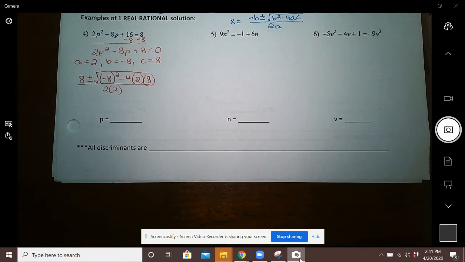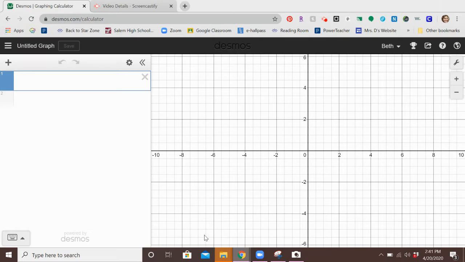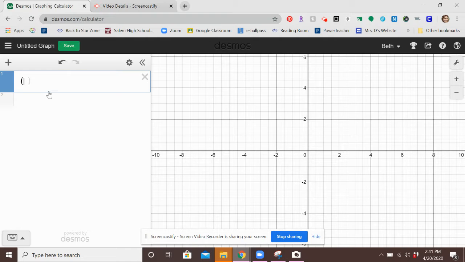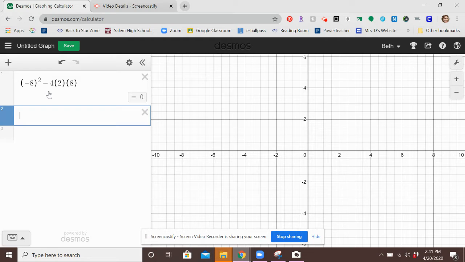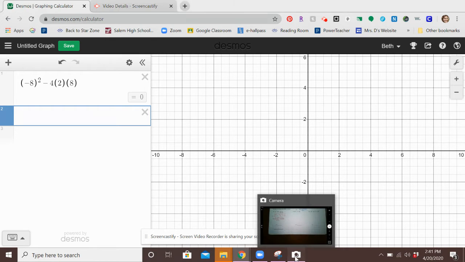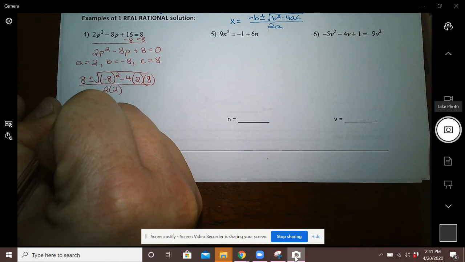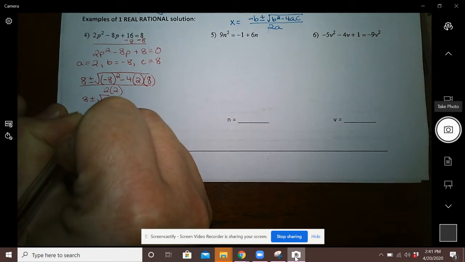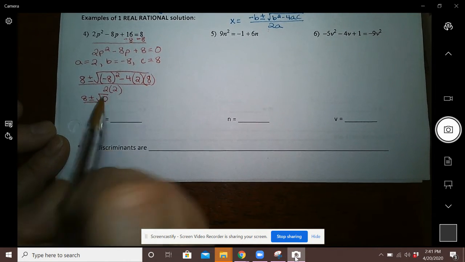Now, I would highly recommend having Desmos open on your computer so that you can plug in the discriminant. Negative 8 squared minus 4 times 2 times 8. Okay, so I've got a discriminant equal to 0. My discriminant is 0, so that's the number underneath the square root is 0. So I'll have 8 plus or minus the square root of 0 all over 2 times 2 is 4.